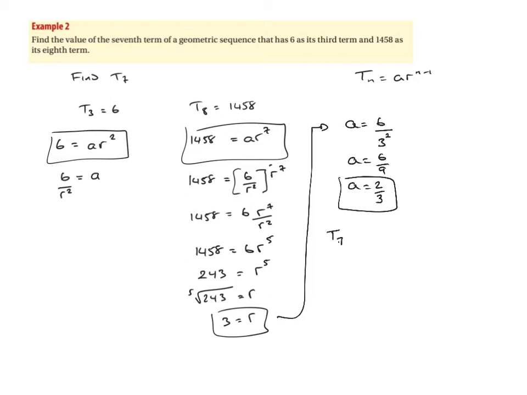So T7 is equal to a r to the power of 6. We're going to stick our a in, we're going to stick our r in, and we'll see what the answer is going to be. So T7 is equal to a, which is 2/3, multiplied by 3 to the power of 6. Stick that in your calculator, guys, and you get T7 is equal to 486.